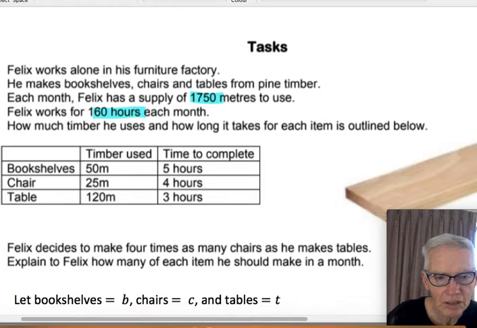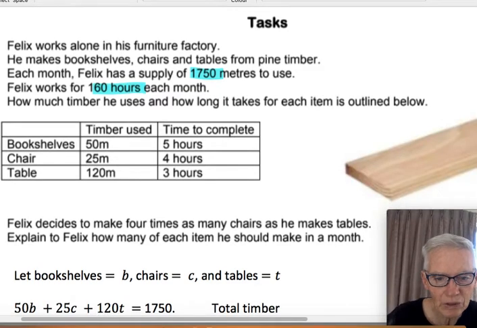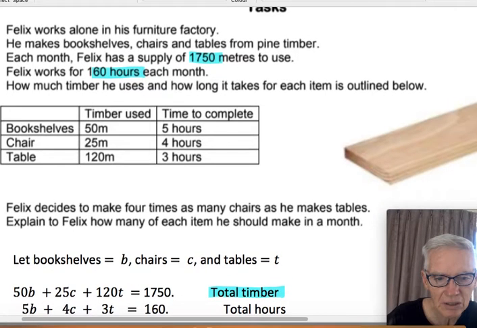So you've got in timber 50B, 25C, and 120T equals 1750. That's the total equation for timber. We do the same for hours, 5, 4, 3, and we've got 160 hours. So we get that. That's the total hours equation.